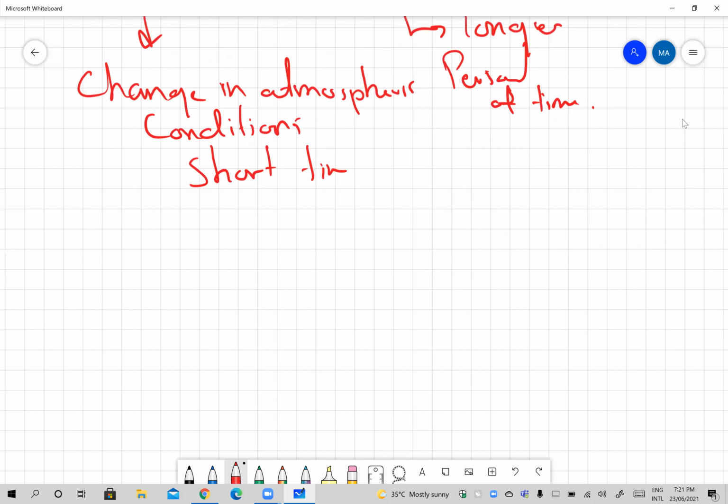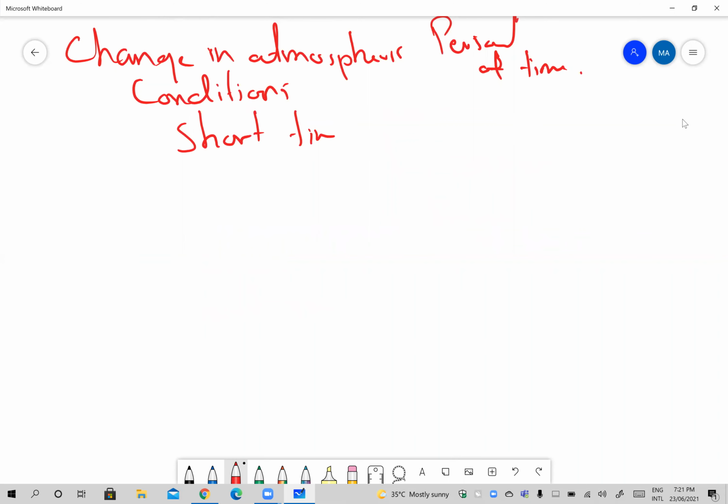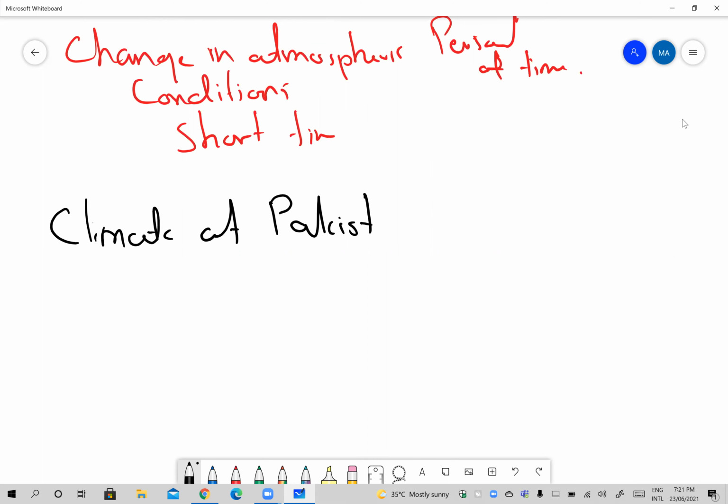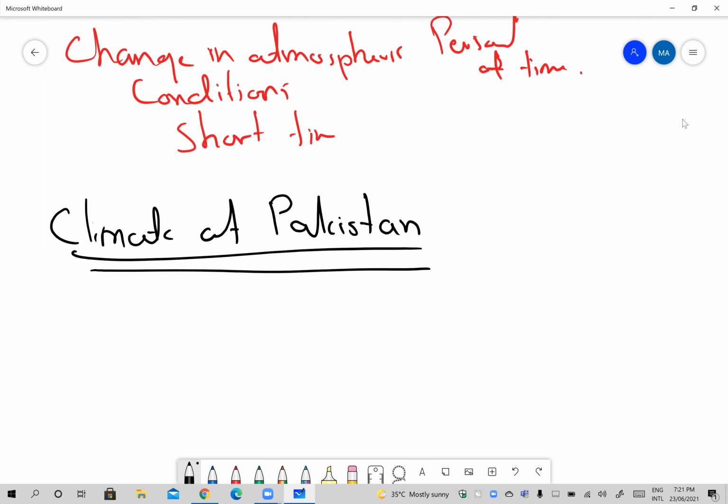So how do we describe the climate of Pakistan? Because this is Pakistan studies, we will only be looking at the examples of Pakistani cities and the country in general. If you look at the climate of Pakistan here, we can divide the climate into 4 climatic zones. Generally, the climate of Pakistan is moderate. It's not too hot, it's not too cold.